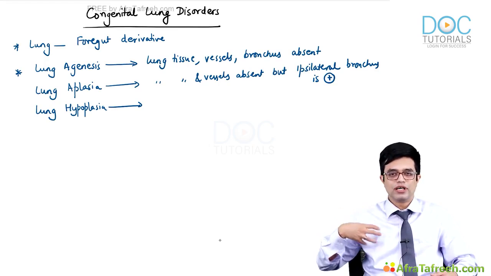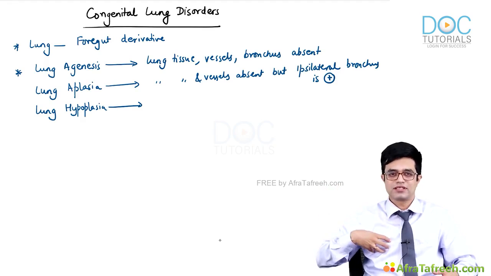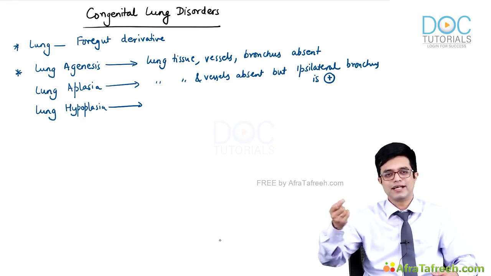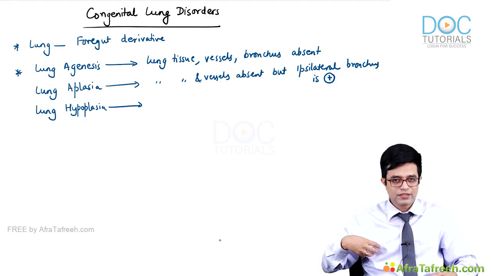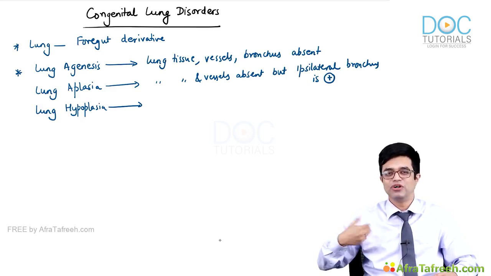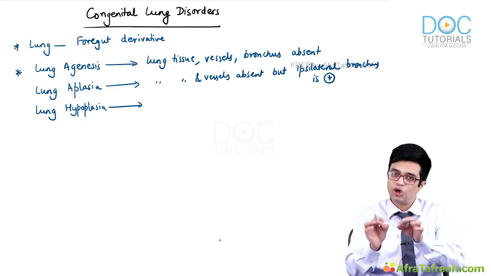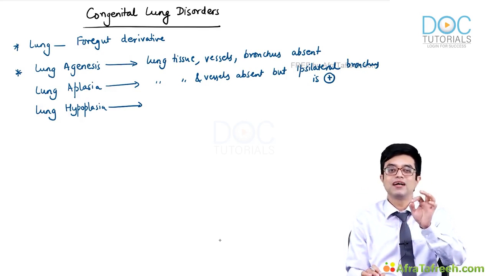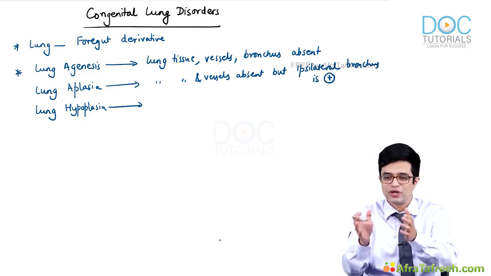There will be no lung tissue, no vessels of the lung on this side, and no bronchus, no right bronchus, because this is the right side, right? No right bronchus. That is lung agenesis. Lung aplasia, no lung tissue, no vessels, but there will be a blindly ending bronchial tree on this side. That is lung aplasia. And lung hypoplasia, all three elements are present, but the lung tissue is less, so it interferes with your gas exchange.